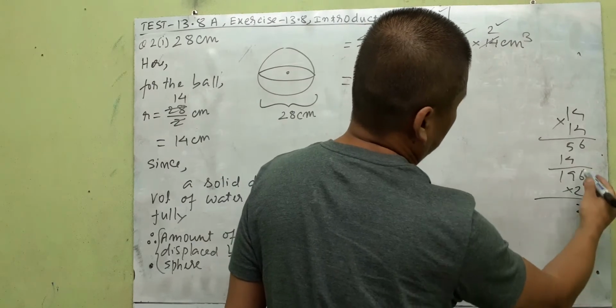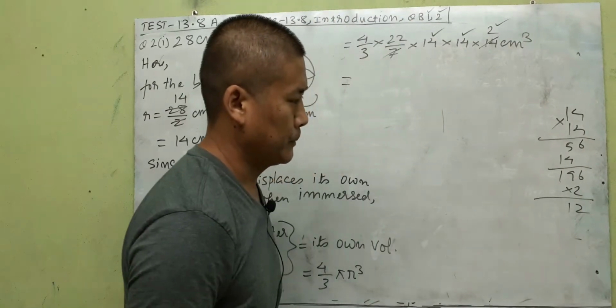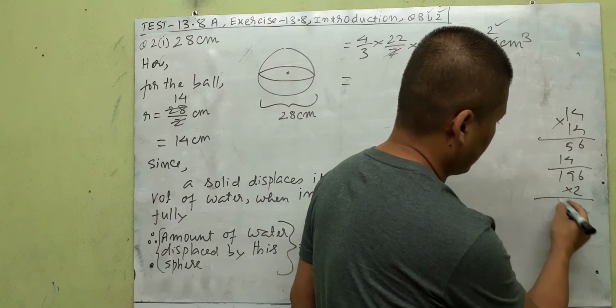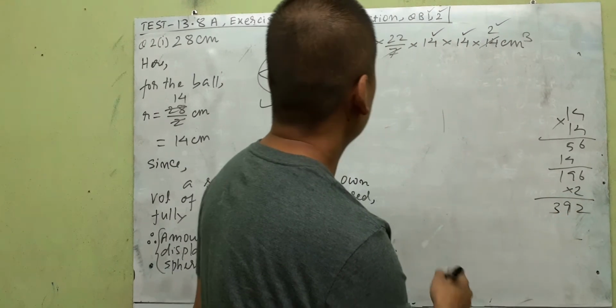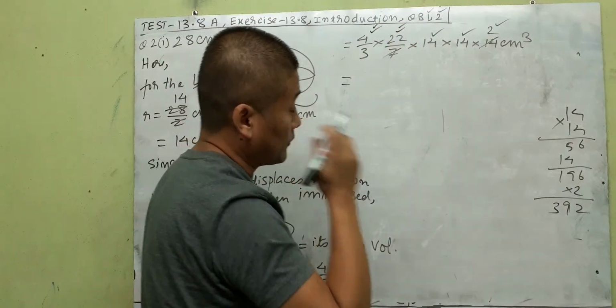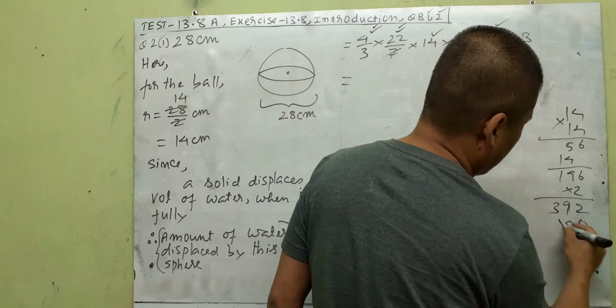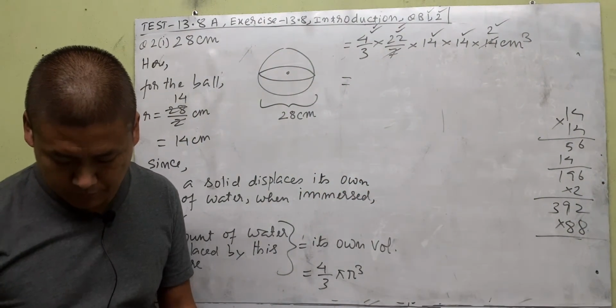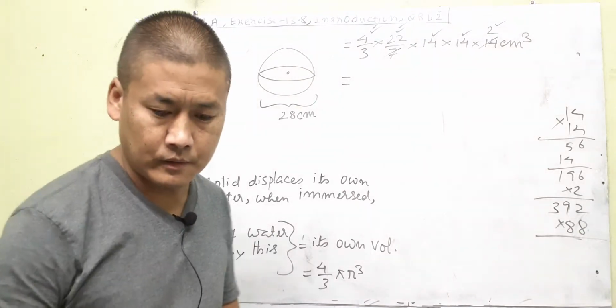2 6s are 12, 2 9s are 18, 19. 1 in hand, 2 1s are 2, 3. So this 392 will multiply this 2. 22 into 4 is 88. So let us write that down. 88.